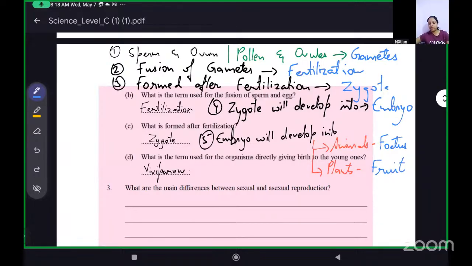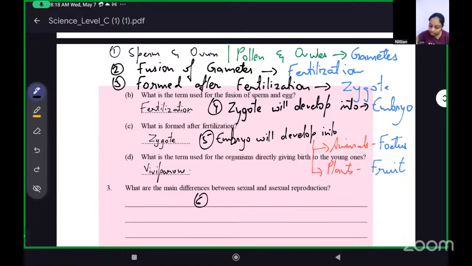Okay. Now, fetus is that stage of the baby in animals where you can identify its body parts, where you can look at it and say that this is one hand, this is another hand, this is one leg, this is another leg, this is the head. When it is at an identifiable stage where you are able to identify the body parts, that stage is known as fetus.